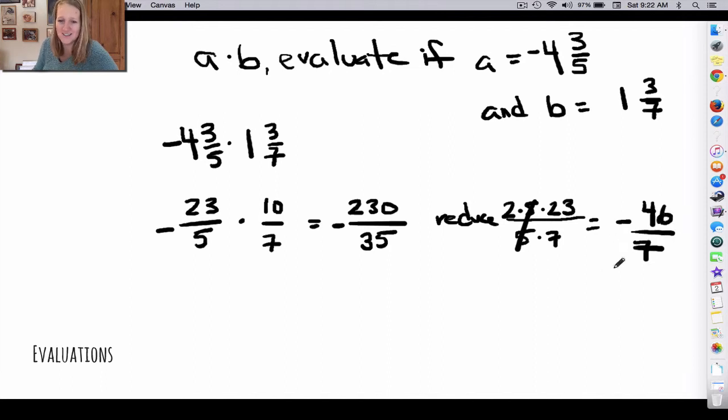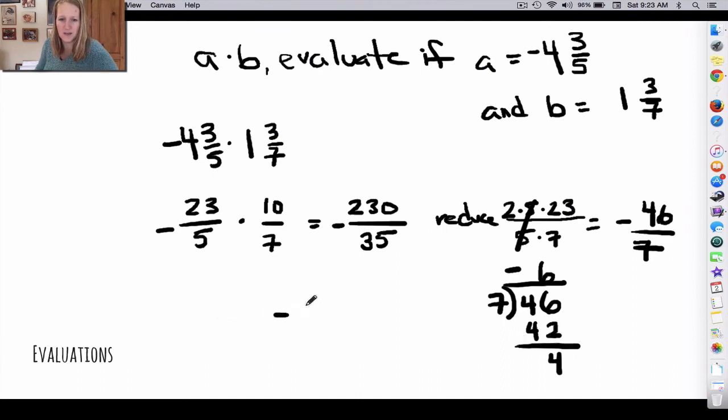Then you need to change this. See, this is a great question because it involves everything, right? You need to change this improper fraction into a mixed fraction. So again, you would do 7 into 46. You know that 7 times 6 is 42. You're going to get 4 sevenths. So your answer is going to be negative 6 and 4 sevenths.